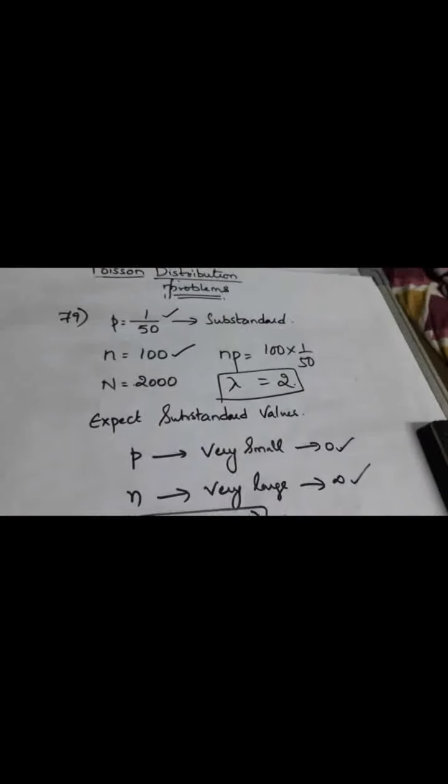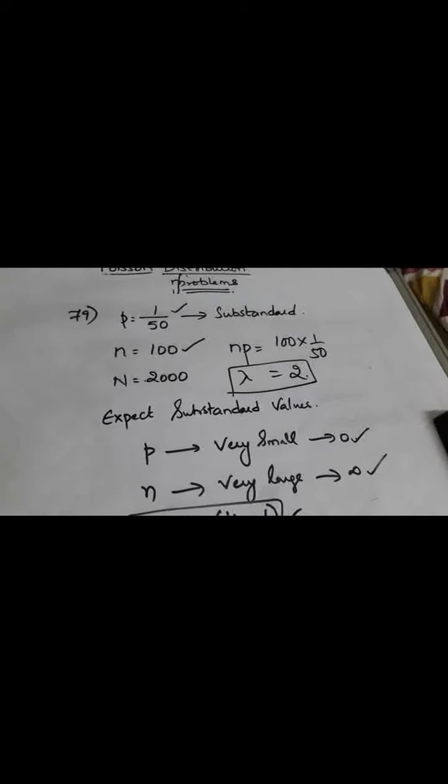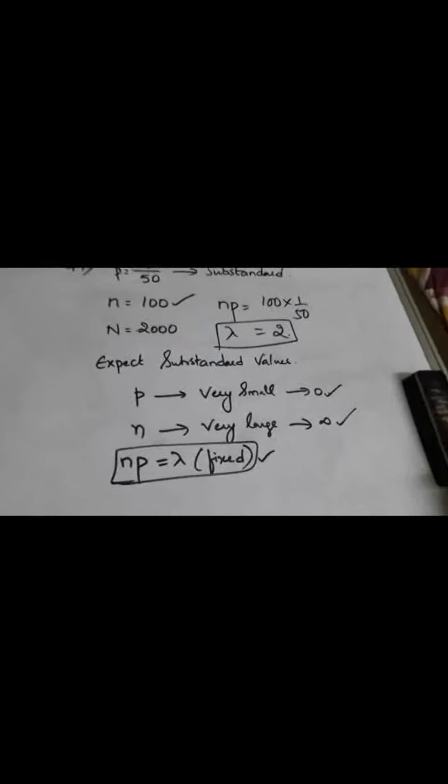Hope you are understanding this. Once again I'll read the question. On an average, 1 in every 50 valves manufactured by a firm is substandard. If valves are supplied in packets of 100 each, in how many of a lot of 2000 packets would you expect substandard valves? So lambda we have got 2. So lambda equals 2 now.